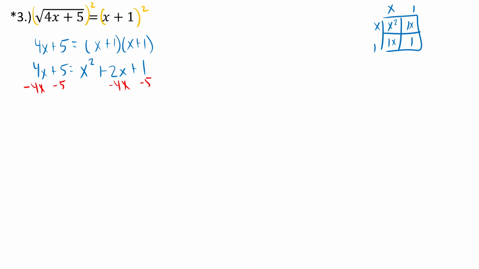So on the left, 4x minus 4x is 0, 5 minus 5 is 0. And on the right, I'm going to have 2x minus 4x, which is negative 2x, and 1 minus 5, which is negative 4. Now, you might play around with that a little bit and ask, do I think that is factorable? But it is not. There are not two factors of 4 that will give me a 2.